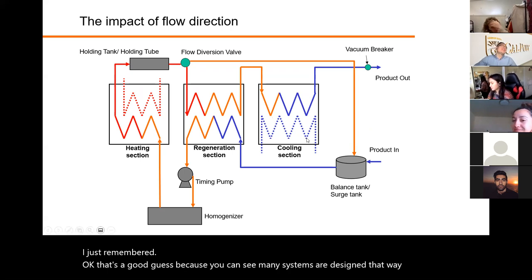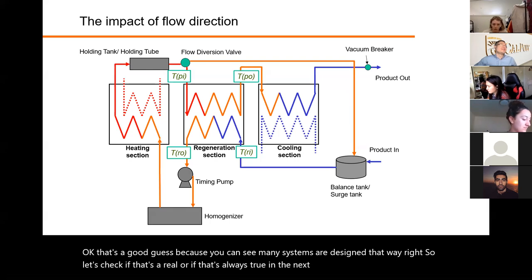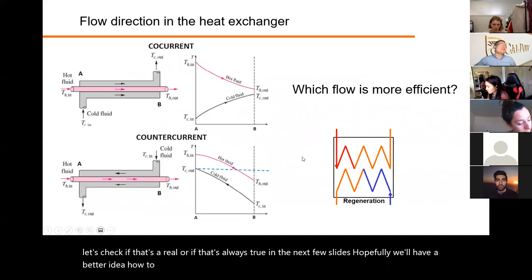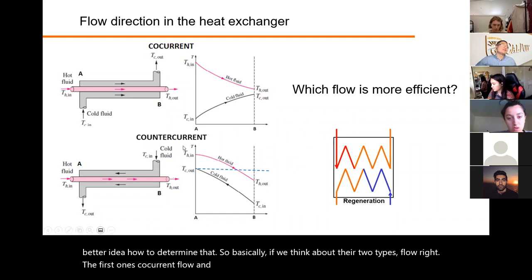So let's check if that's real, or if that's always true in the next few slides. Hopefully we'll have a better idea how to determine that. So basically, there are two types of flow, right? The first one is co-current flow, and the second one is counter-current flow, okay?